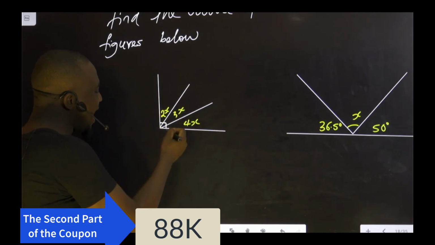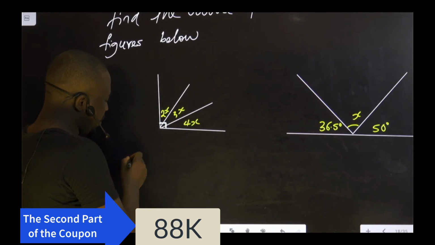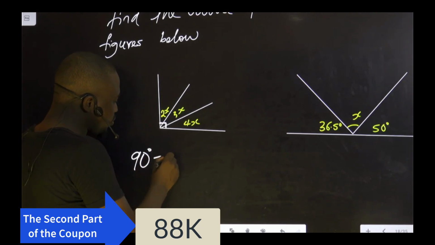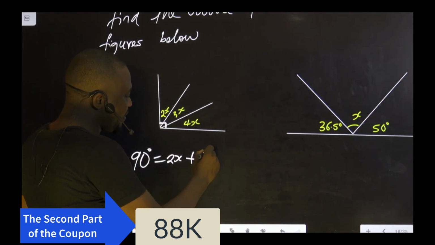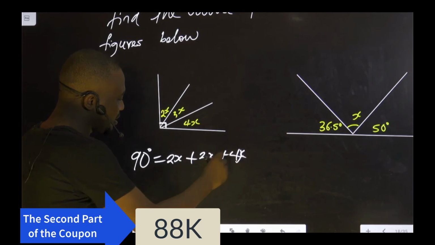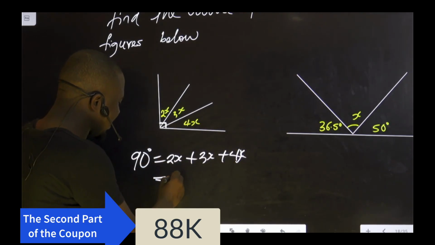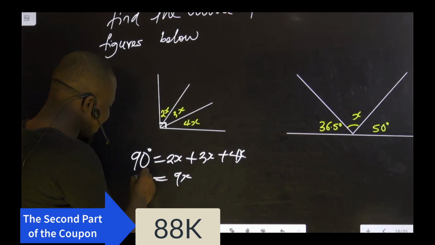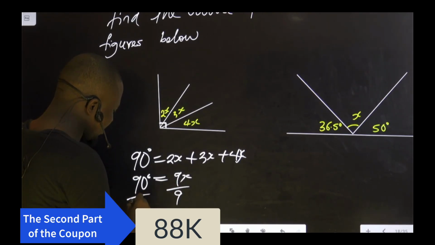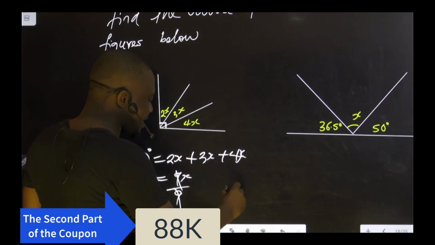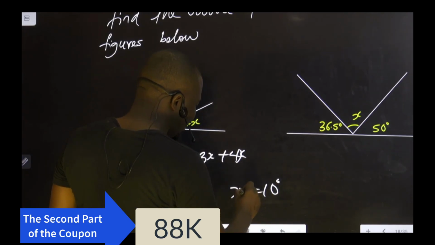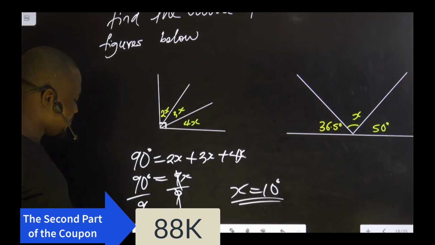Okay? Here, this is 90 degrees. It means that 90 degrees is equal to 2x plus 3x plus 4x. All this is 5, 9. That is 9x equals 90 degrees. Divide both sides by 9. You agree with me, you're going to have x as equal to 10 degrees. Okay?